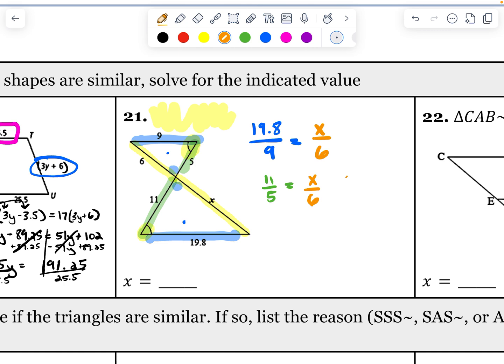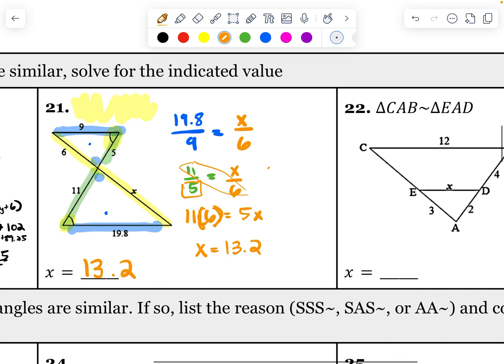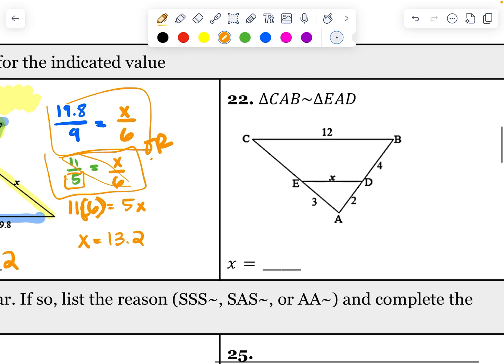So my shortcut on this is I multiply these two and divide by the one that's left over. So I have 11 times 6 on one side and 5x on the other. So 11 times 6, I'll make sure that's times and not a decimal. 66 divided by 5 is 13.2. I'm going to try it with the 19.8 just to make sure I didn't make any mistakes. Yep, 13.2 again. Great. So either one of these methods would have worked. Or you could flip them. There's more ways to write it.